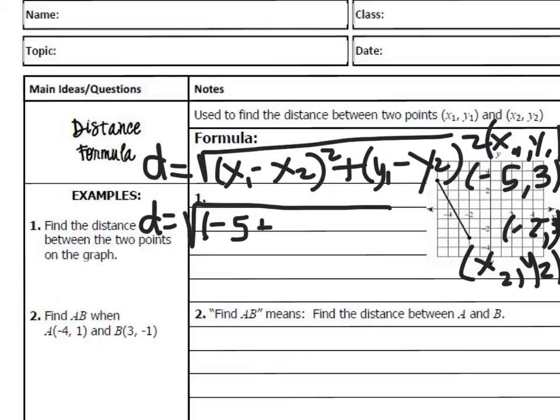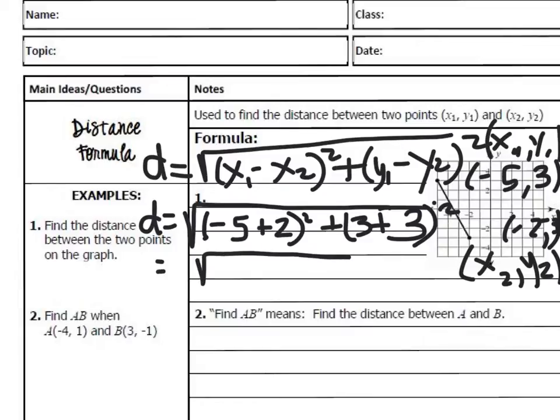so that becomes a +2, squared, plus y1, which is a 3, minus y2, which was a -3, so that also becomes a +3, and then that is squared. Now we're going to do some simplifying here.